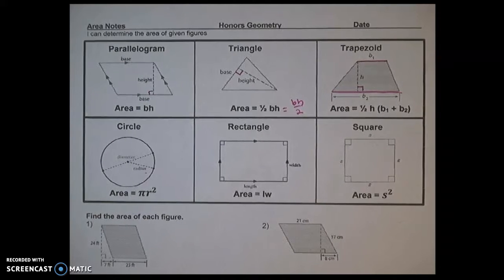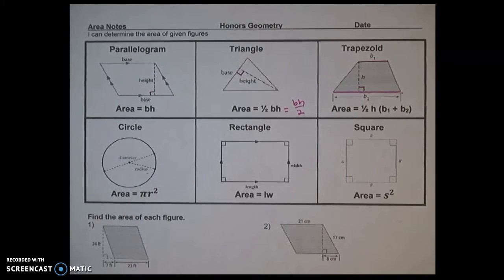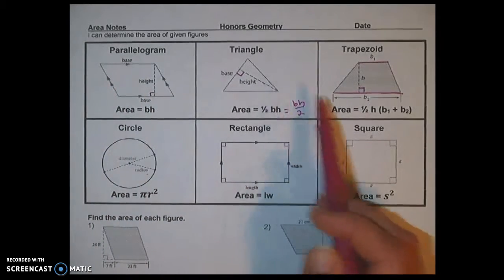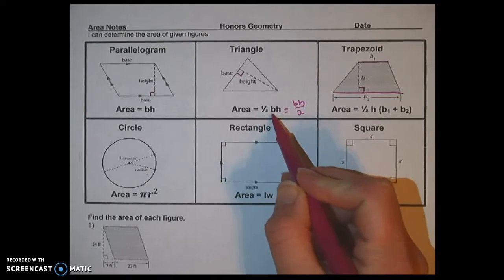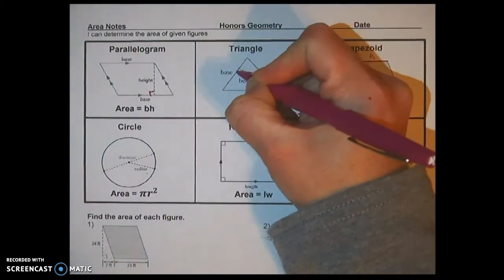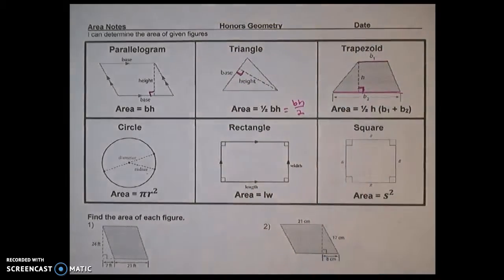Okay, kids, so we are going to do these area notes real quick. The first thing I'll tell you, you need to make sure that you know all of these formulas. 1/2 base times height is the same thing as base times height divided by 2. Make sure you remember that the height is always where the right angle is.